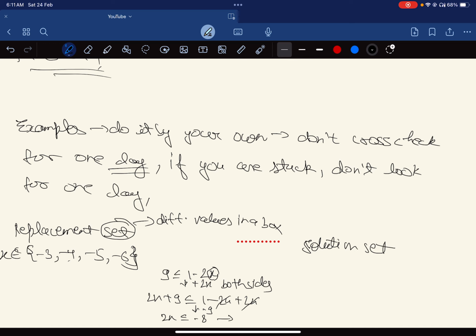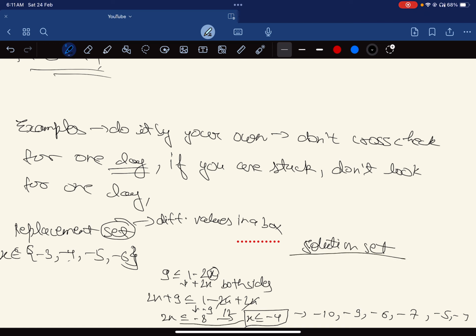Then we will say divided by 2. Okay, we got this answer. But what is this? There are many values less than or equal to -4, like -10, -9, -6, -7, -5, -4, which is equal to -4. But what do we need to choose from? What will be our solution?